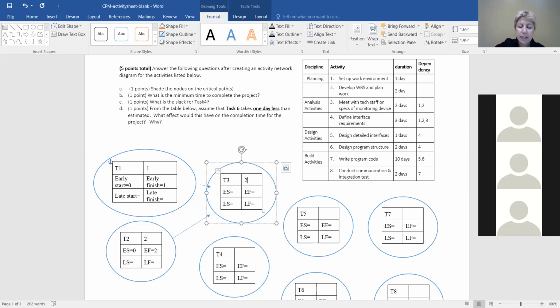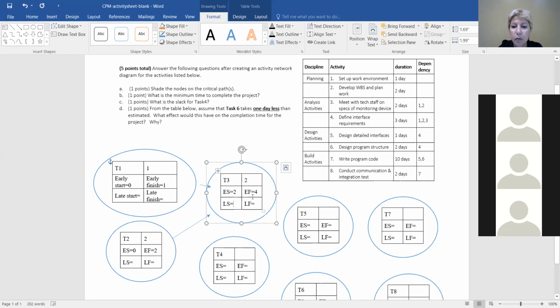So that's 2. What's the earliest T3 can start? So you look at the numbers before? No. The numbers before, you get the larger or the bigger early finish number from the 2 before this one. So T3 depends on T1 and T2. T1's early finish is 1. T2's early finish is 2. And if you're assuming finish to start, meaning that you're waiting for those 2 to finish for this one to start, then it means that you have to wait till day 2. You get the larger number. It becomes early start of 2. Early finish becomes early start plus duration. 2 plus 2, 4. Exactly.